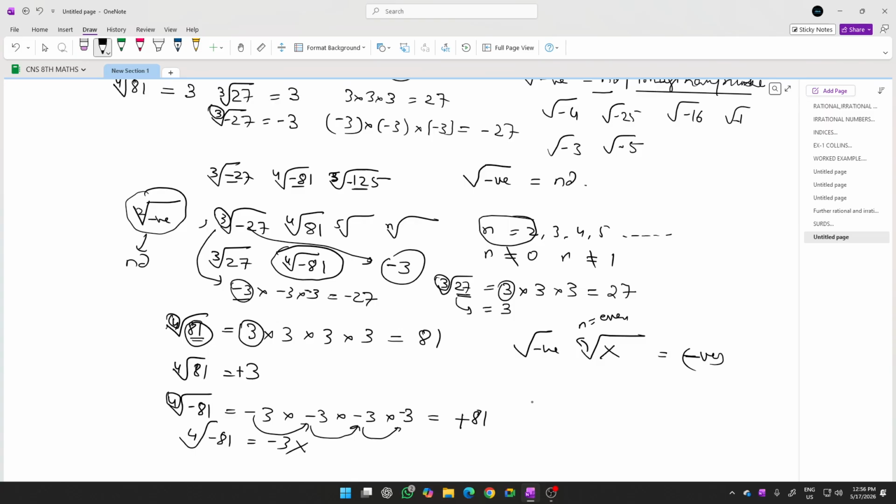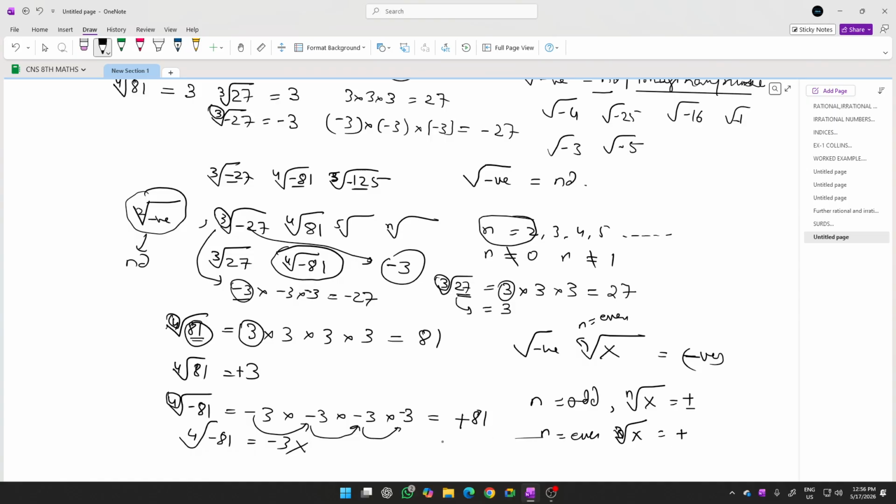If n is equal to an odd number, then the nth root of any number, say x, can be both positive as well as negative. But if n is even, the nth root of x will always be a positive number. It will never be a negative number.